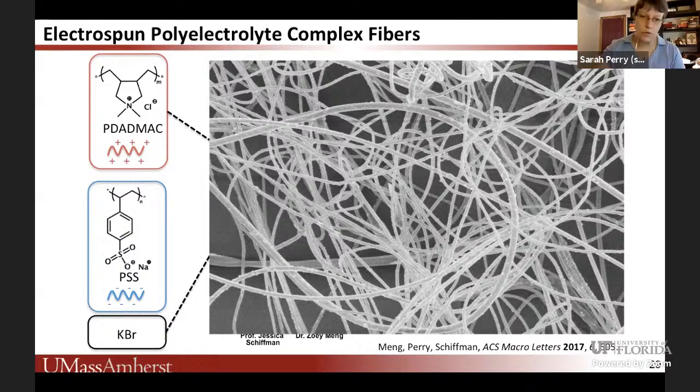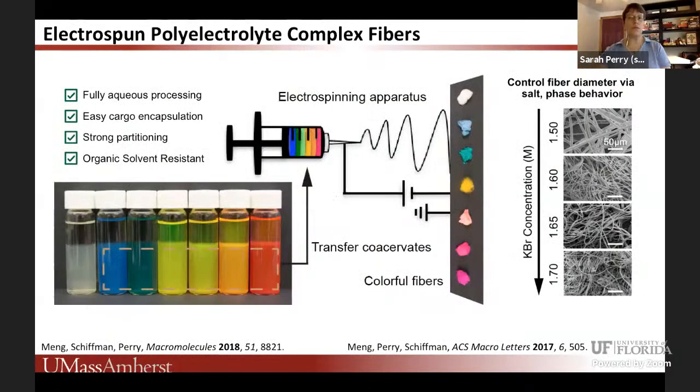Now, why is this useful? Well, being able to do fully aqueous processing is important for a number of reasons, depending on what you're trying to do. From an environmental standpoint, if you can decrease the amount of organic solvents, that's always nice. But what are the cargoes you're trying to encapsulate? If you were, say, trying to encapsulate proteins, they tend to prefer an all aqueous environment.